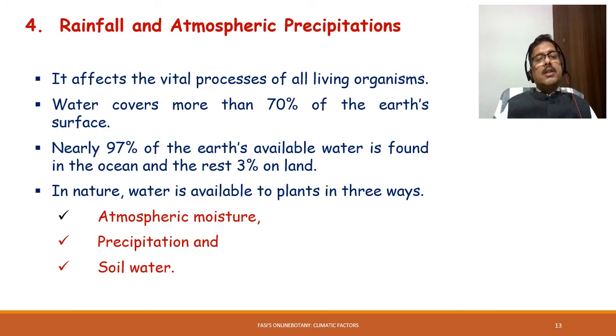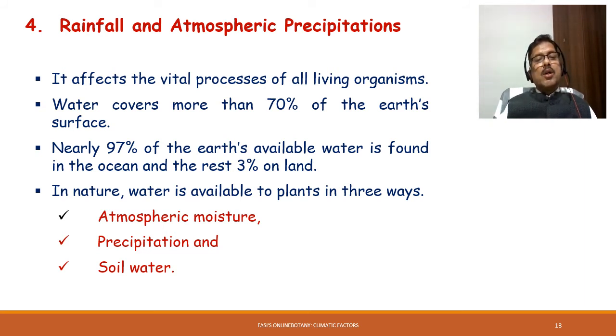Now another climatic factor is rainfall and atmospheric precipitation. Water is one of the most important climatic factors. It affects the vital processes of all living organisms. It is believed that even life had originated only in water during the evolution of Earth.